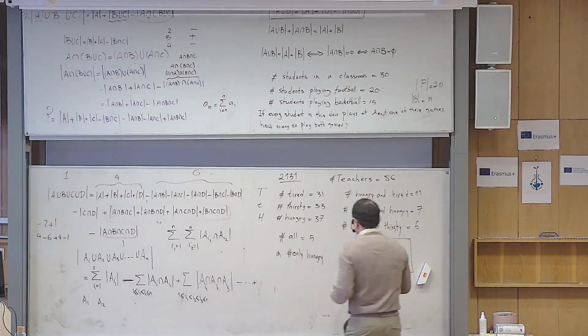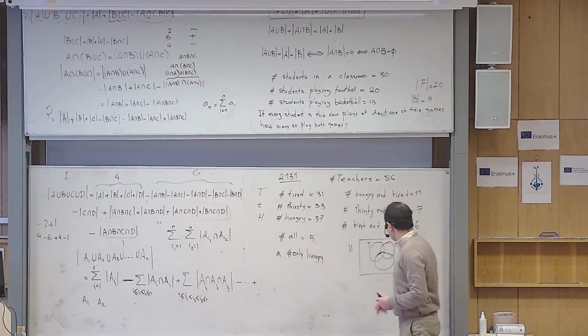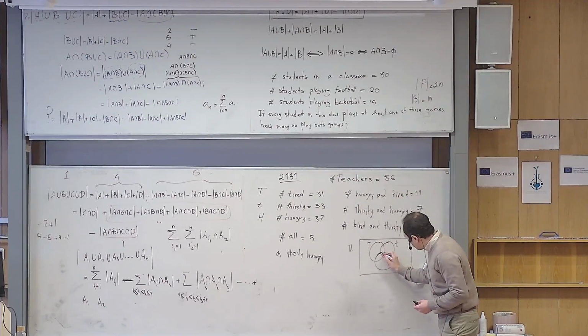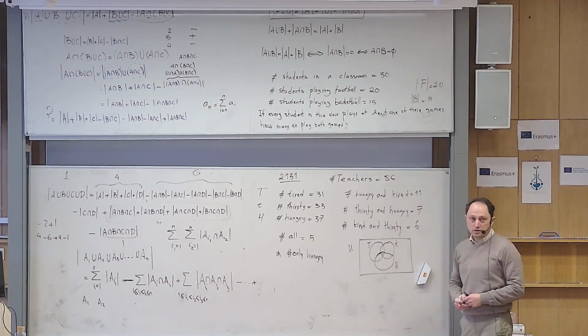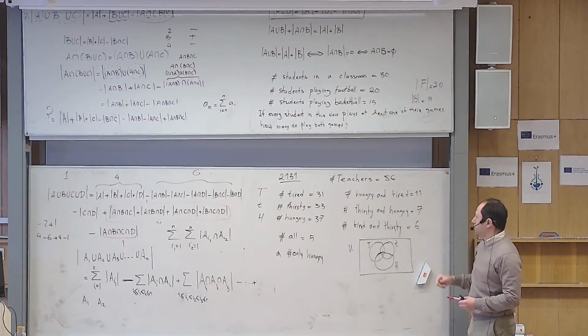I start with this piece of information. Oh, I forgot to write, all of them is 5. So where is 5? The number 5 is here. Yes? This is a better way instead of using the formulas.